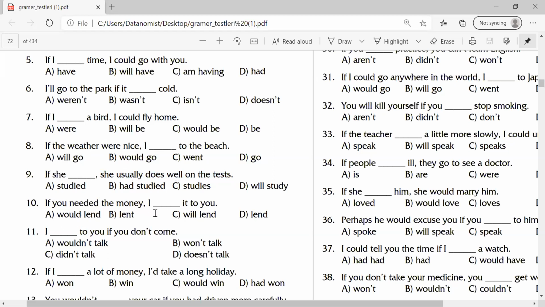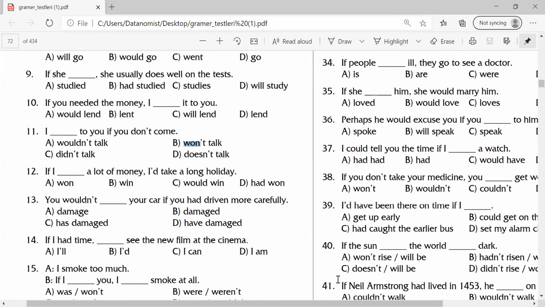If you needed the money, I dash it to you. Condition, V2 form. And I know the combination: would plus V1, would lend. Next. I dash to you if you don't come. The clue is this is present. So it has to be future. Wouldn't talk, didn't talk, won't talk, doesn't talk. So he has given negative, but I'm only looking for the tense here. So won't talk is your answer.